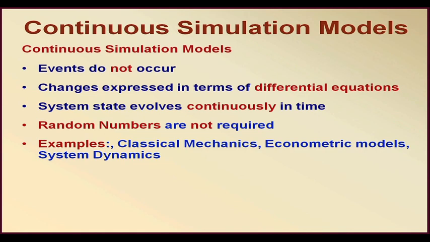Now, not in all cases the equations may be differential. We have those econometric models where we really do not use differential equations, but we use a variant of that. So, more or less conceptually things are similar, only the form of the equations is slightly different. Now, here are some specific things: in a continuous simulation model there are no events, changes are expressed in terms of differential equations, and system state evolves continuously in time. Because there are no events, random numbers are not required, right. So, that is one major thing, that we are really not talking about distributions, random numbers, random variates; these things are not required.